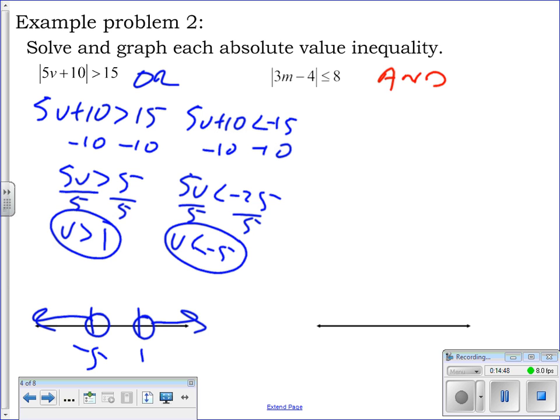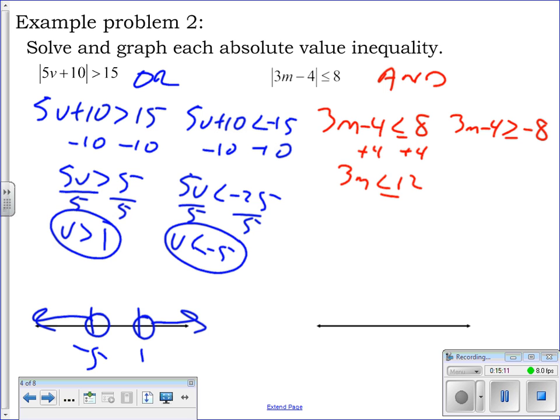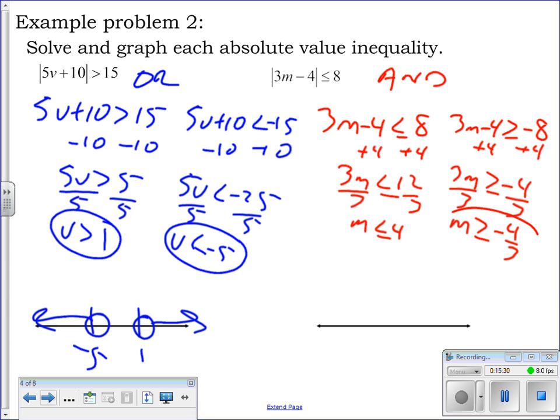So I do the same setup. I split it into 2 problems. 3m minus 4 is less than or equal to 8. 3m minus 4 is greater than or equal to negative 8. Flip the inequality, change the sign. And then solve. Add 4. 3m is less than or equal to 12. Divide by 3. M is less than or equal to 4. Add 4. 3m is greater than or equal to negative 4. Divide by 3. M is greater than or equal to negative 4 thirds.